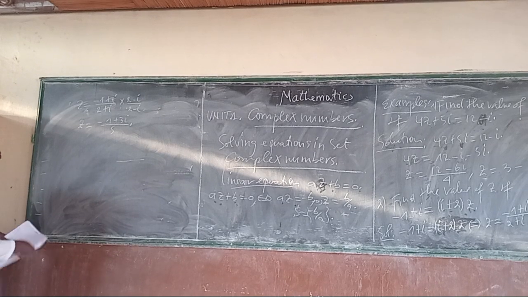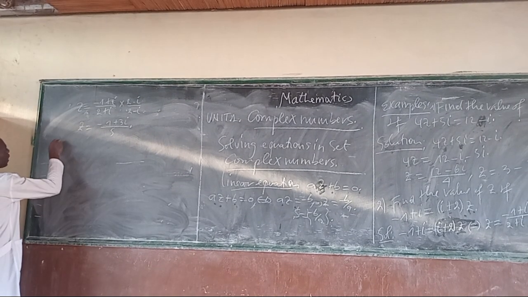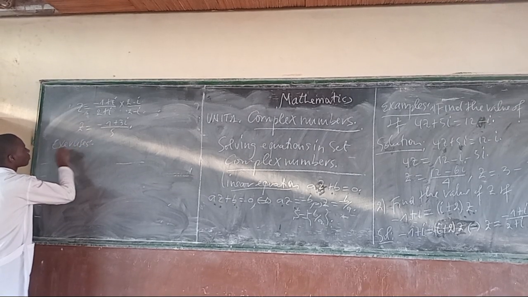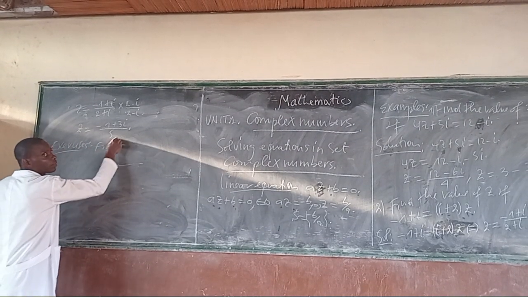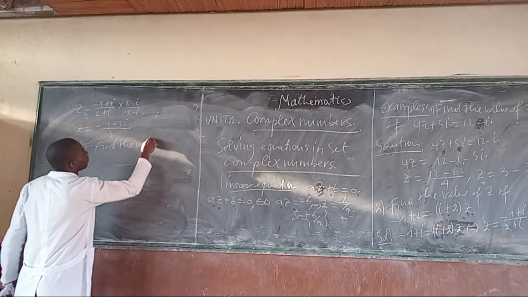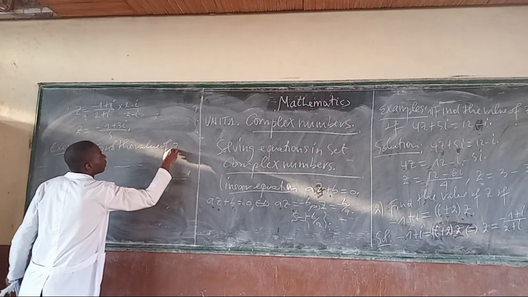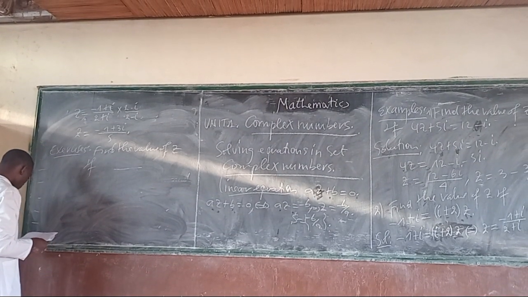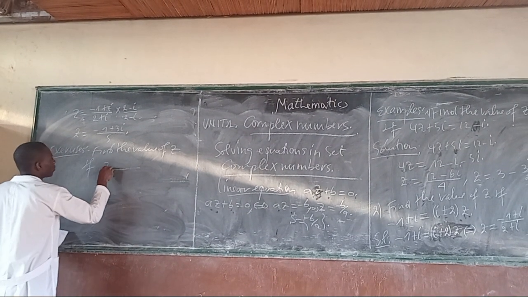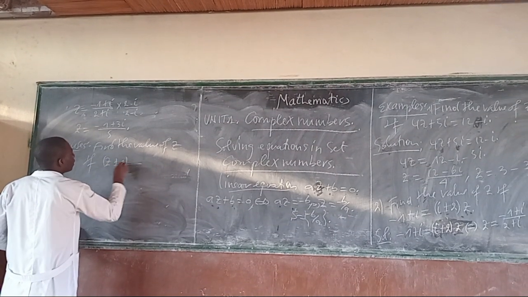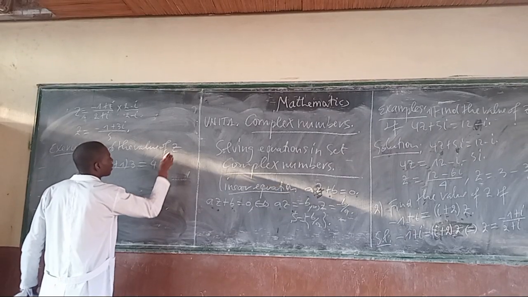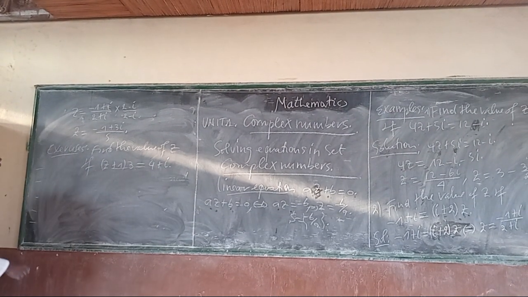So that is about the linear equations. We can even solve an exercise. Please solve this one. Find the value of z if z plus 1, 3 is equal to 4 plus i. That's the question I want you to do.